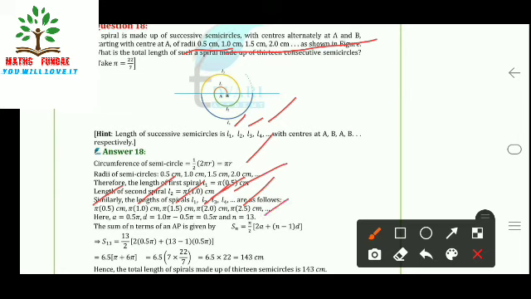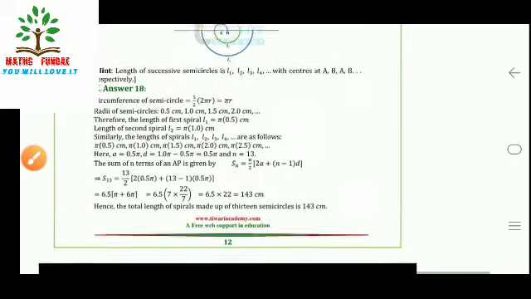n is equal to 13. So we have to find the sum. Sn is equal to n upon 2 into 2a plus n minus 1 d. So n is equal to 13 here. Just putting the values in the formula, we have 6.5 bracket pi plus 6 pi, so that is 6.5 into 7 pi. The value of pi is 22/7. On solving this, the answer comes as 143 centimeters. Hence the total length of the spiral made by 13 semicircles is 143 centimeters.